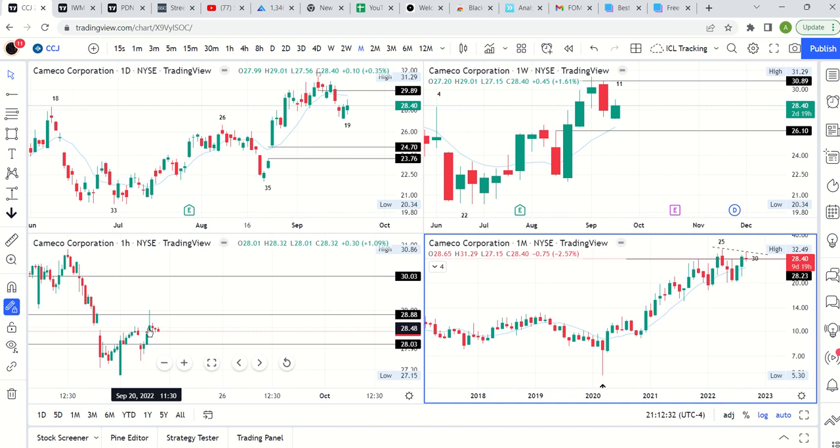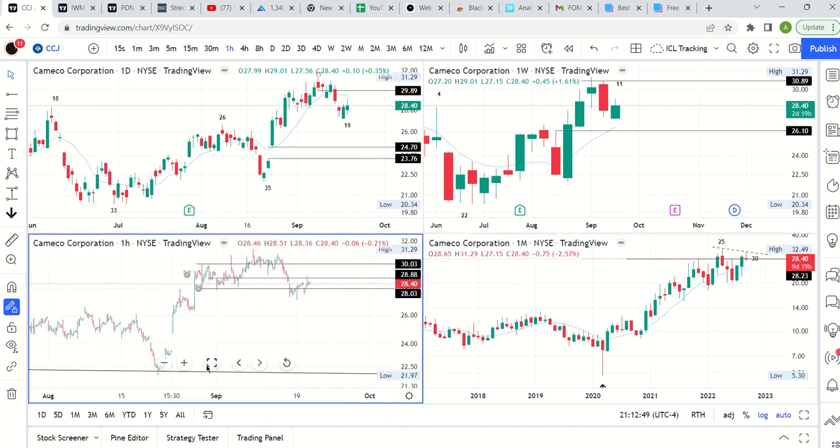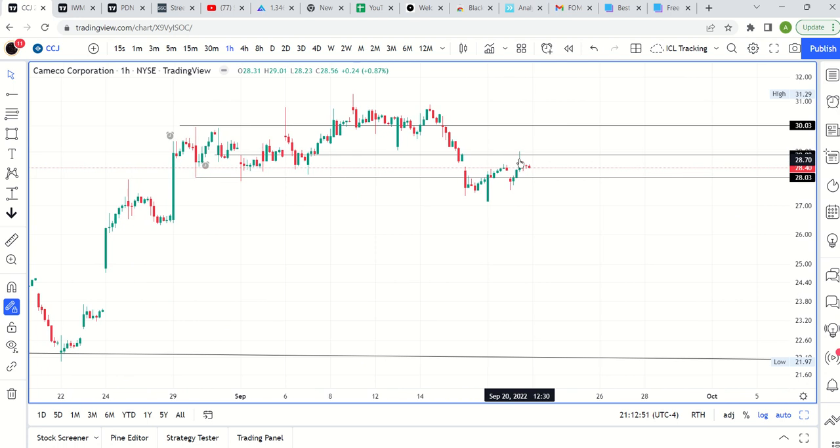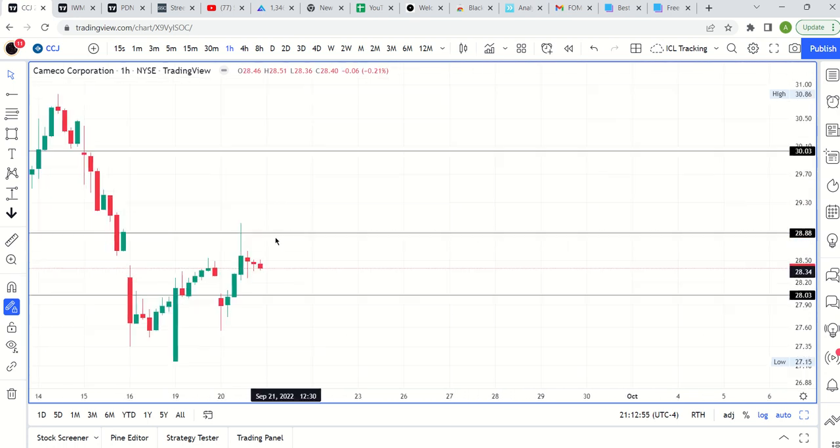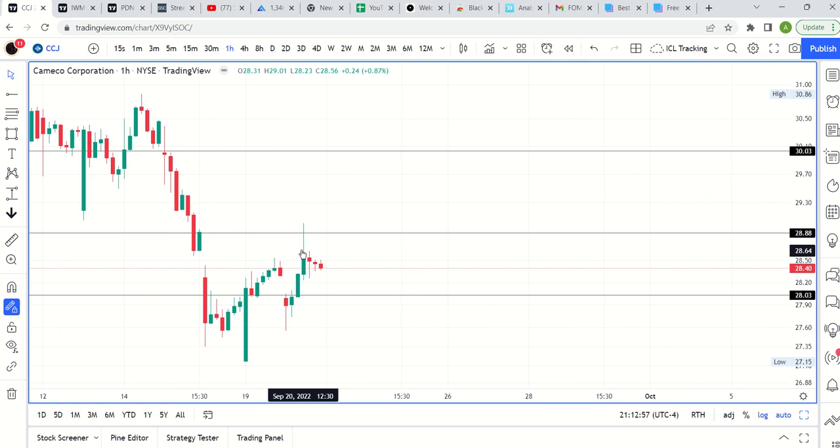We cross above 20, wait, what's the high for this candle? Sorry. 28.32? Wait, that doesn't make sense. Wait, didn't we close at 28.40? Oh, sorry. Apologies. This hourly candle with the wick, the high for this candle is 29.